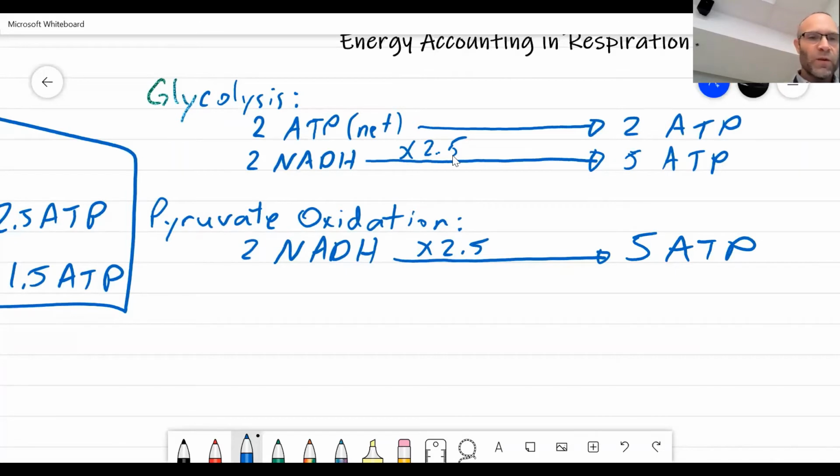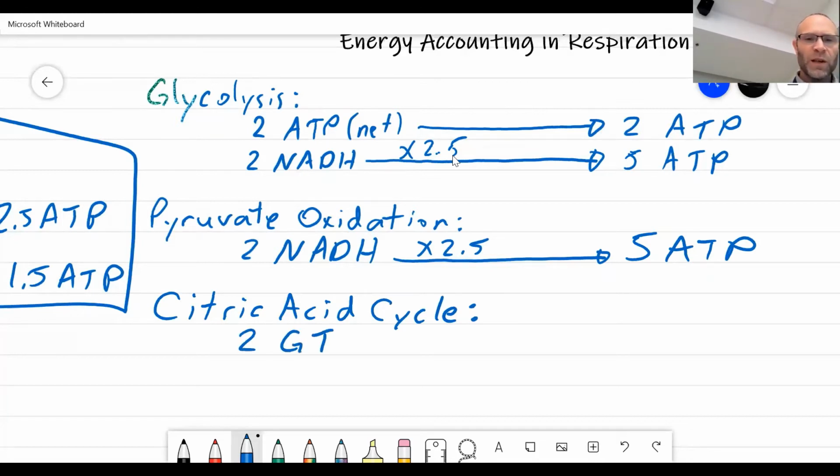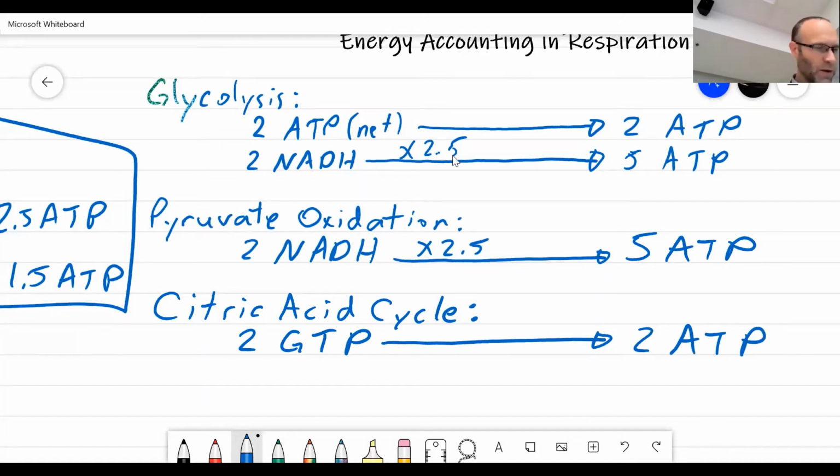Okay, so the third one was the citric acid cycle. Remember there we made 2 GTP. We didn't actually make ATP, but like I said, we can just convert them directly to ATP. It's energetically equivalent. So I will just write it directly over there as ATP.